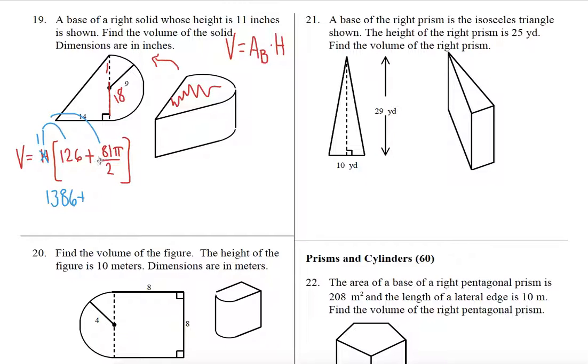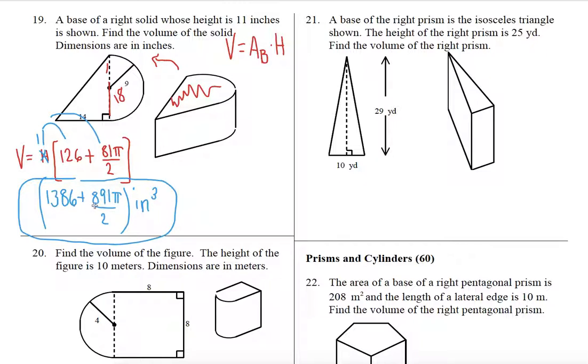plus 11 times 81 is 891 pi over 2. All right, and so that's actually my answer, inches cubed actually. So the units are always cubed when it comes to volume.